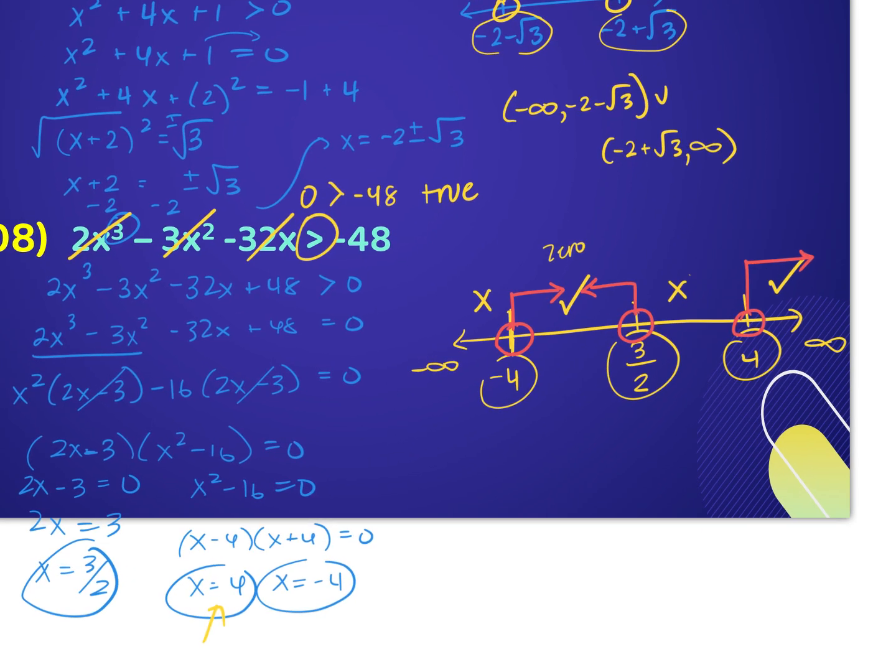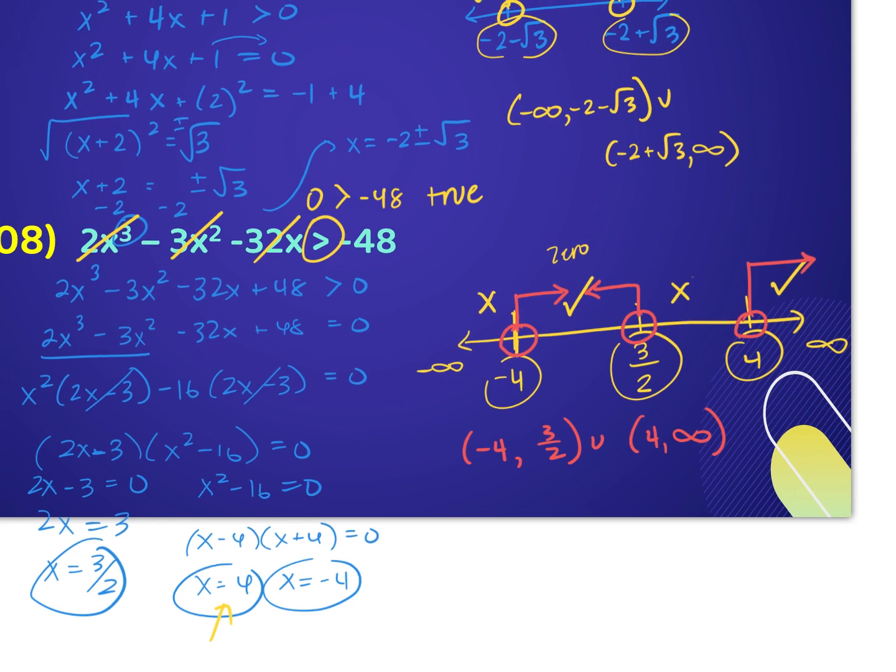So when I'm writing this, notice that my leftmost solution is negative 4, and it goes all the way to 3/2. Neither one of those is included. Notice the open circle, right? And then I'm going to get another one here that starts at 4 and goes to infinity. And so that's how I would write that down. Okay, those are my solutions for this problem.